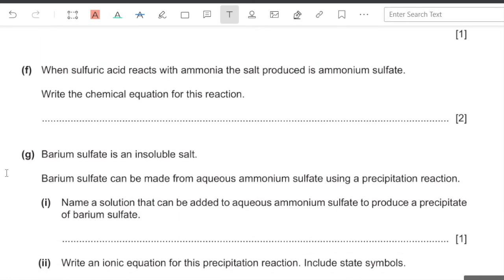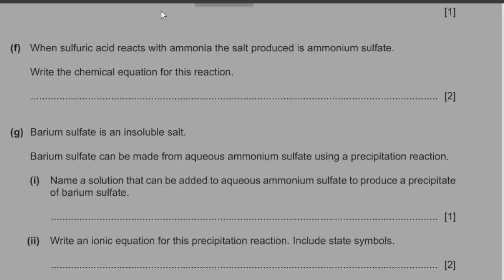F. When sulfuric acid reacts with ammonia, the salt produced is ammonium sulfate. Write the chemical equation for this reaction. Right, so since no other products form, we have ammonia in the formula NH3, and then we have sulfuric acid, H2SO4. Now the product over here, ammonium sulfate, has the ions ammonium and sulfate.